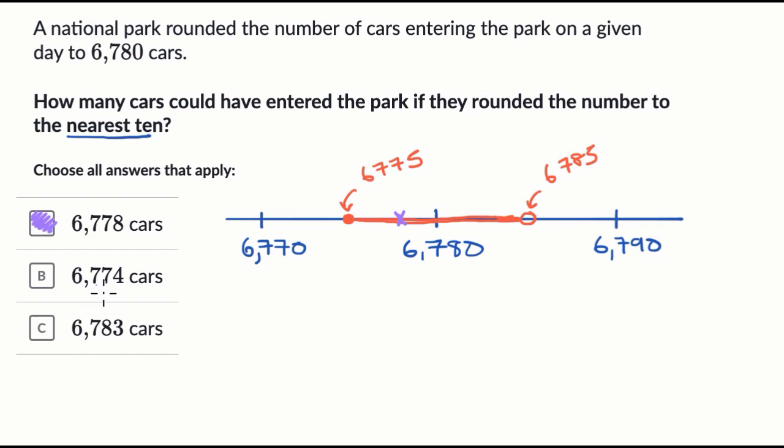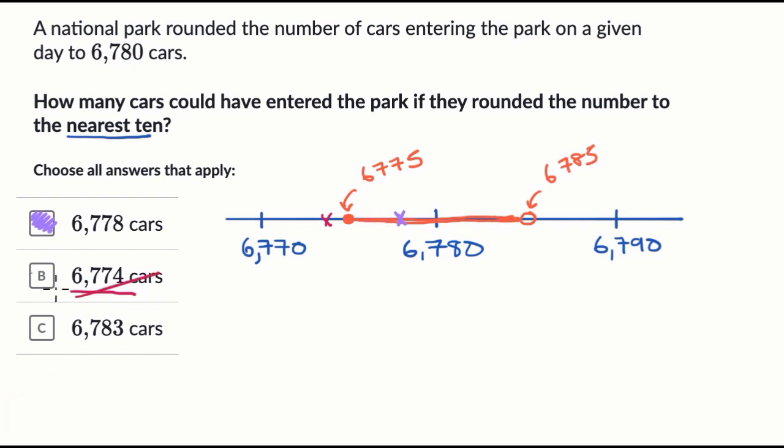What about 6,774 cars? Well, that's right over here. And actually, let me do this in a different color so we can keep track of things. So this one is right over here. And you could visually see, or you can numerically see, it's closer to 6,770 than 6,780. It's also out of this orange area that we talked about, so we can rule this one out.